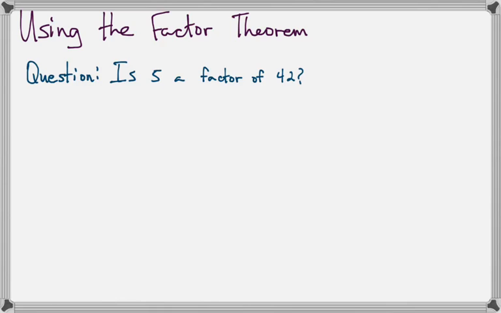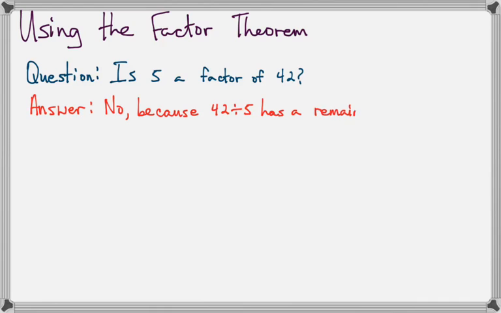I think you'll tell me that no, 5 is not a factor of 42, but why not? You know that 5 does not go evenly into 42, and you know that because when you do 42 divided by 5, you get a remainder. So we have this connection between a remainder and a factor. If you do the division and you get a remainder, then whatever you divided by is not a factor of whatever you divided into.